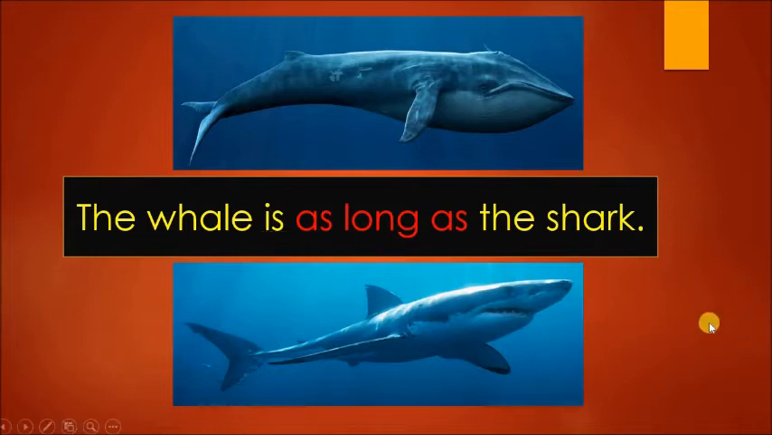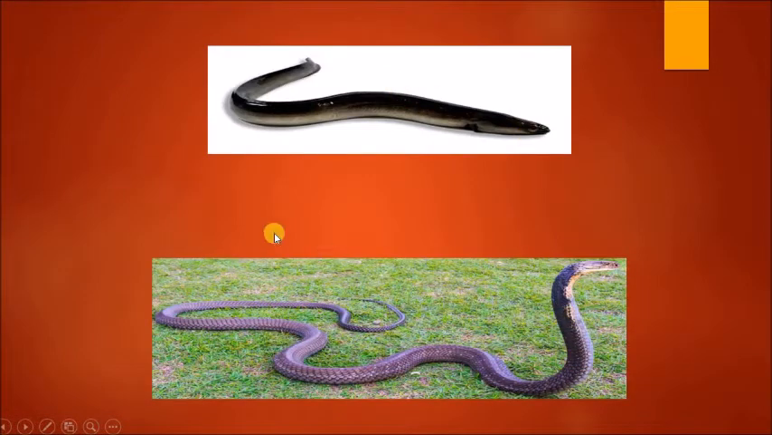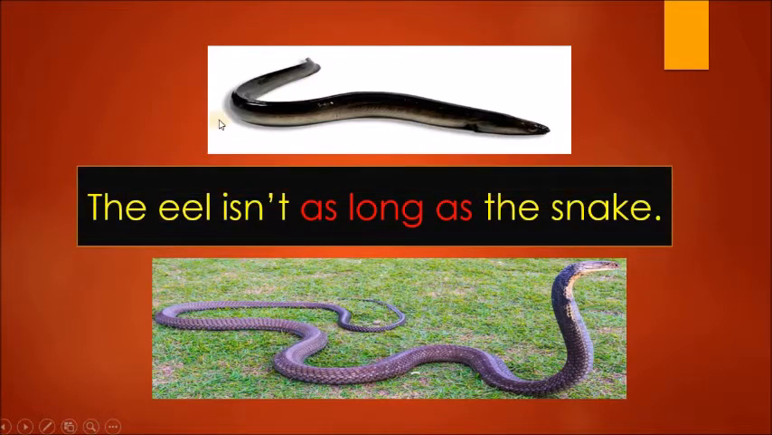Okay? Let's continue. Here we have an eel and a snake. So, notice that there's a big difference. We can say that the snake is longer than the eel. But what happens if I use the form as long as? We mentioned first the eel. Look, the eel isn't as long as the snake.